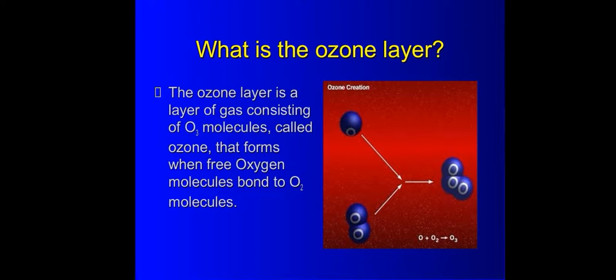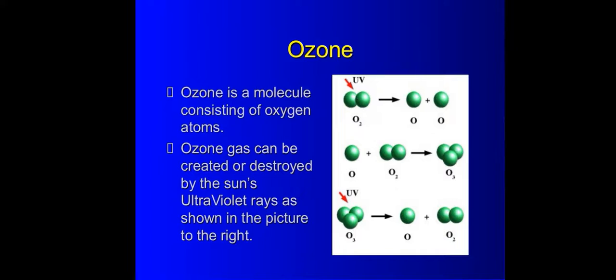So, what is the ozone layer? The ozone layer is a layer of gas consisting of three oxygen atoms, called ozone, that forms when a free oxygen atom bonds to an oxygen molecule. So, ozone is a molecule consisting of oxygen atoms. Ozone gas can be created or destroyed by the sun's ultraviolet rays as shown in the picture to the right.